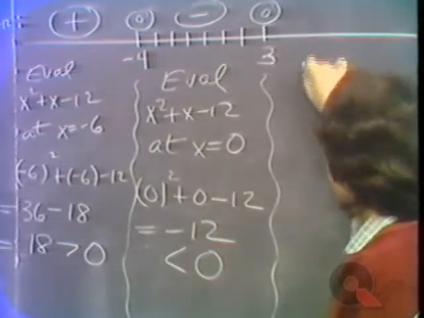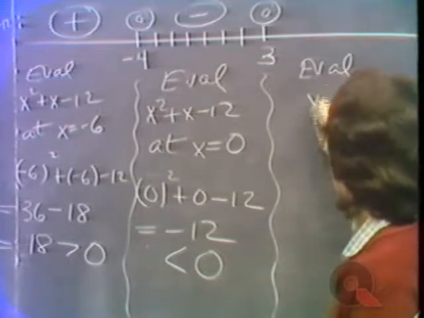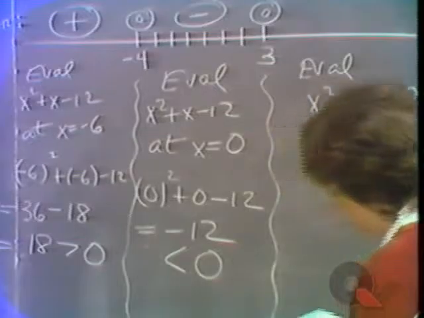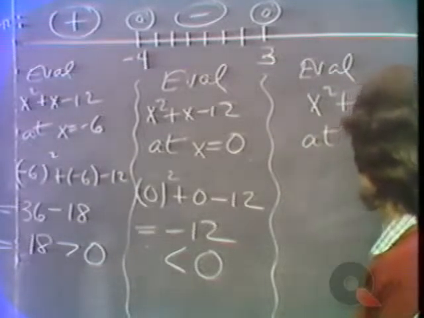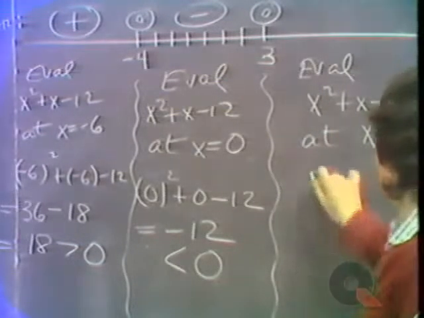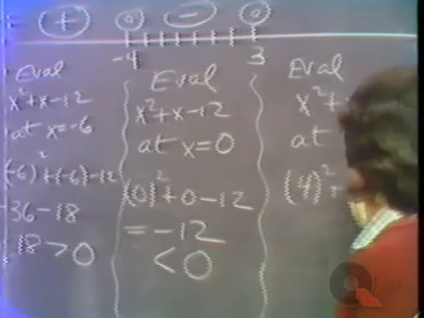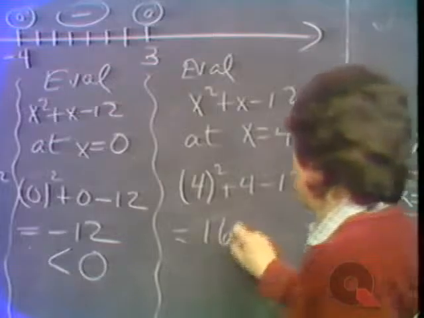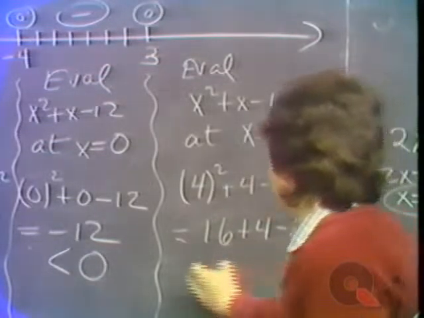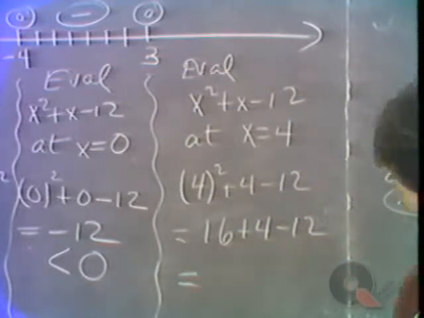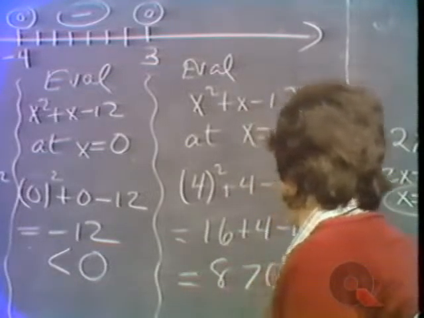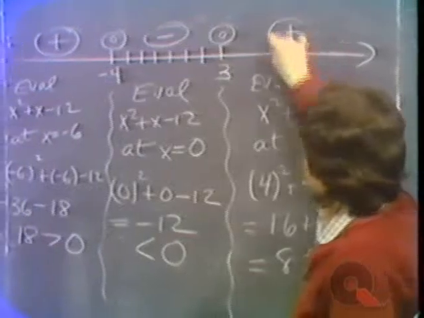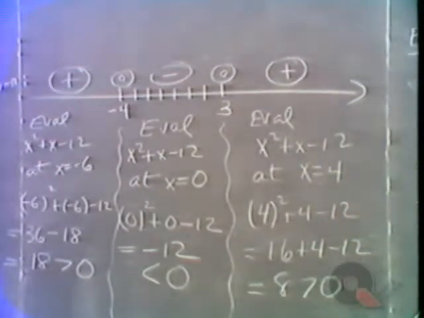And then finally here we want to evaluate x squared plus x minus 12 at some testing value in this interval. Let's say x equals 4, anything greater than 3. You'd get 4 squared plus 4 minus 12. That's 16 plus 4 minus 12, 20 minus 12, which is 8, which is positive. And since this expression is positive at the testing value in this interval, it is positive throughout the interval.